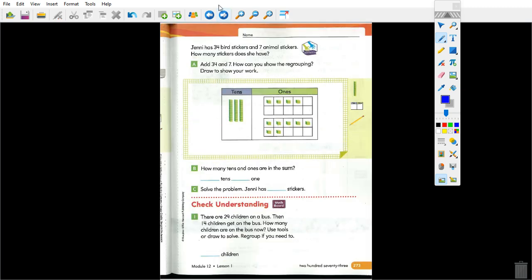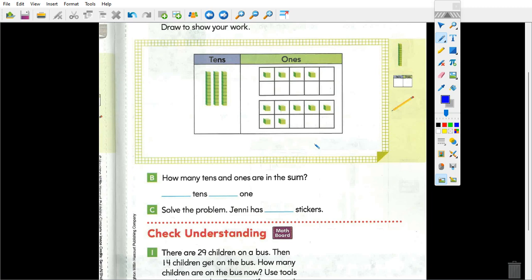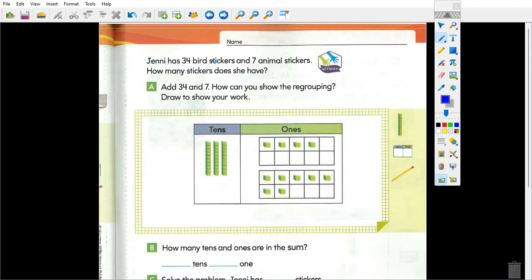So to give you an example, this problem right here gives you an example of how they might set this up. So you can see the problem: Jenny has 34 bird stickers and 7 animal stickers. How many stickers does she have? They've already set up the base 10 blocks for us. If having base 10 blocks up here and base 10 blocks down here is a little confusing for your child, you can change that up and have them redraw it so they have those all together.